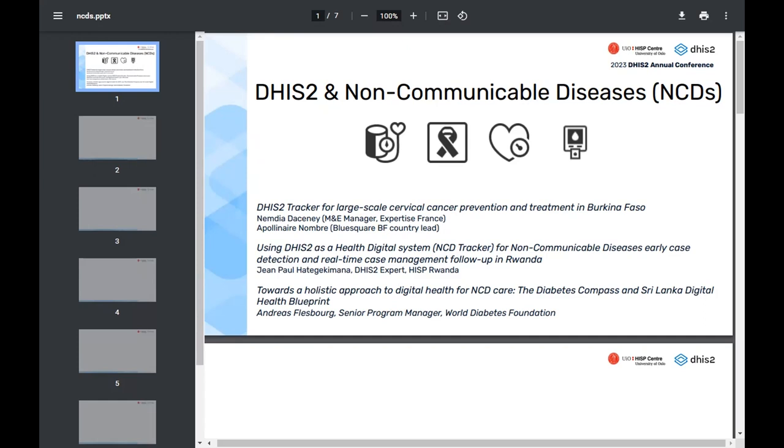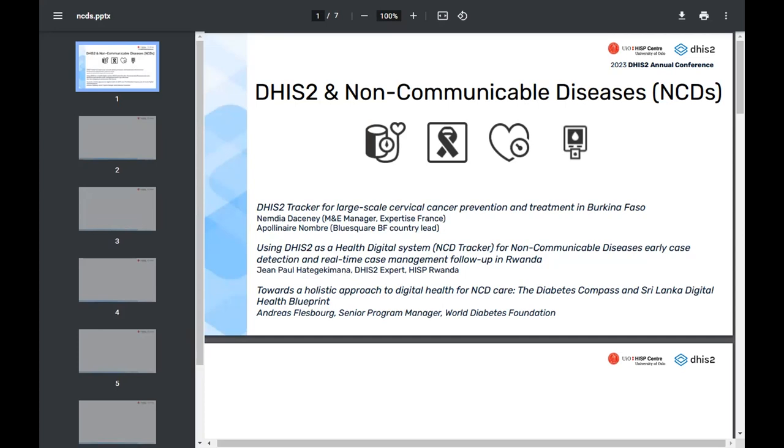DHIS2 implementations have traditionally been focusing on communicable and infectious diseases, and the majority of our investments over the last 20 to 30 years have been in that area. But as the burden of disease has increasingly shifted towards non-communicable diseases such as diabetes, hypertension, and cancers in DHIS2 countries, we are now starting to think about how DHIS2 implementation should be approaching this topic.